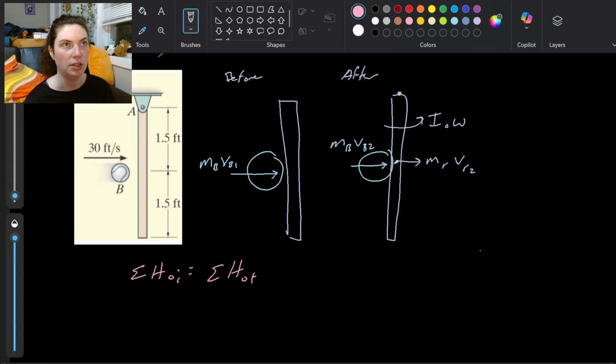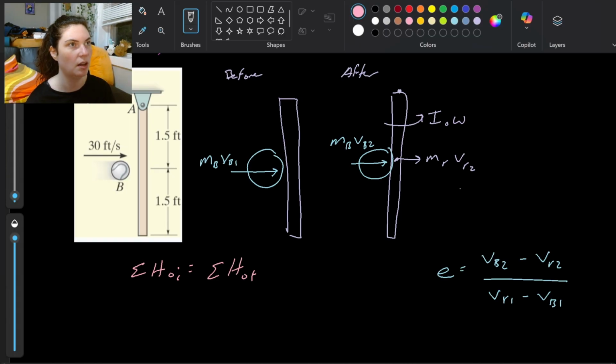And then we're also going to use our coefficient of restitution, VB2 minus VR2 over VR1 minus VB1. So before we get into that, let's go ahead and determine what all we know. What do we have in this conservation of angular momentum?